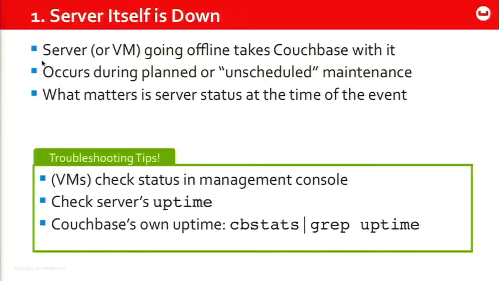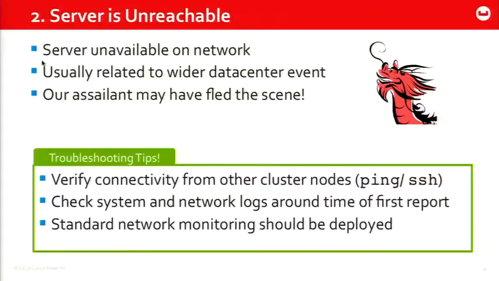So scenario 1, the node itself has gone down. Scenario 2, again, very common, is the server may be up, but it's no longer accessible from the network. So again, remember these heartbeats. Each node is trying to heartbeat each other node. If that node loses network connectivity, clearly the heartbeats are going to be lost as well, and so the node is subsequently going to go down.